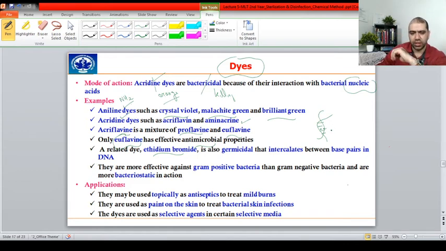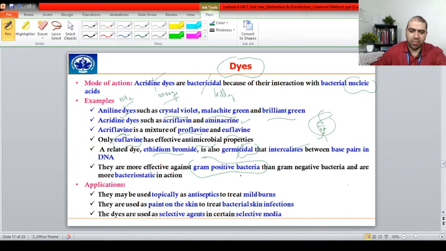So this ethidium bromide intercalates, and it can cause DNA damage. So it is germicidal in action. Again, cidal is coming. Germ can be anything: a virus, bacteria, or fungi, but you should concentrate on the term cidal. It intercalates between the base pairs of the DNA, as I told you. They are more effective against gram-positive bacteria.